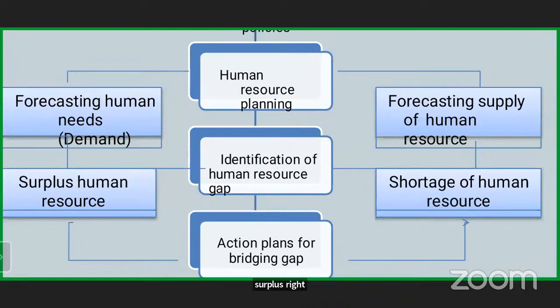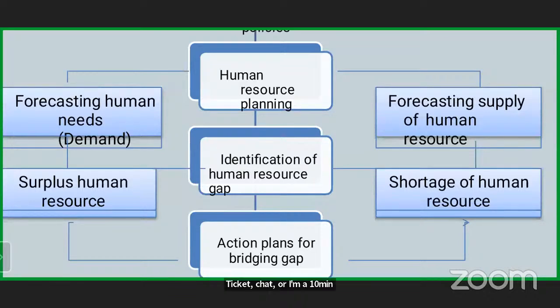Also, we can go for the VRS, voluntary retirement scheme, to manage the surplus of people. Again, we can go for the termination. If the situation is tough, we have to terminate also. So, basing on this, we can manage the surplus.